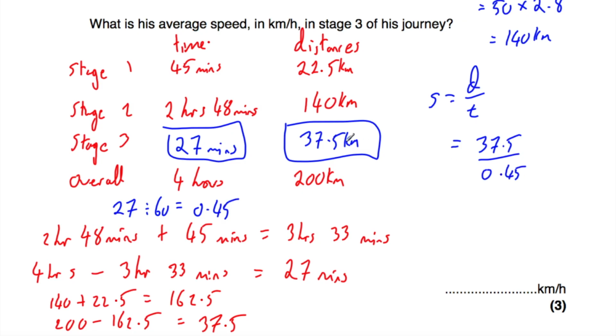So we're going to do the distance, which is 37.5, divided by the time, 0.45 hours, and see what we get for his speed. So 37.5 divided by 0.45 is equal to 83.3333 and so on. So 83.3 recurring kilometers per hour. And that's it. So his speed would be 83.3 recurring kilometers per hour. And that's it.